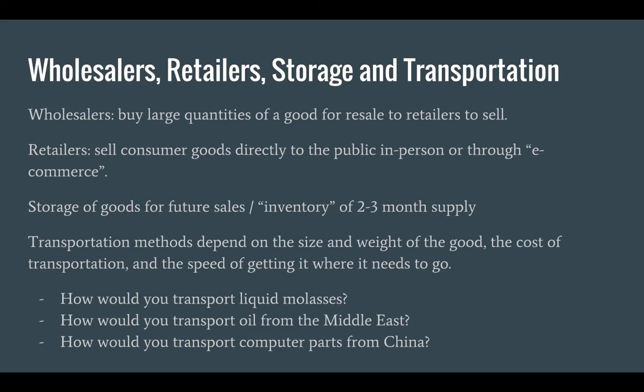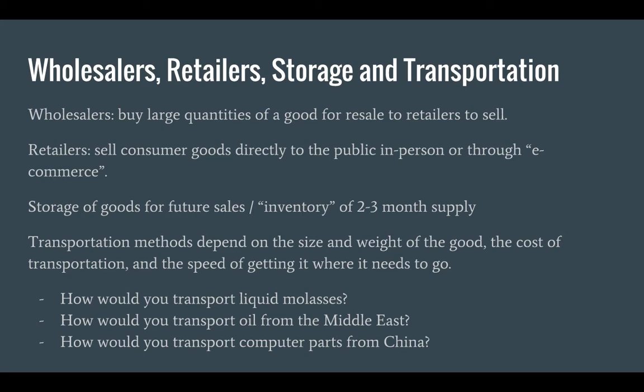All right, so storage of goods. Third one down here. Storage of goods for future sales. There's always usually an inventory of about a 2 to 3 month supply that's not always stored on site, but often if they're buying it through a bigger wholesaler, the wholesaler will have the 2 to 3 month supply, and then the retailer will buy directly from the wholesaler.